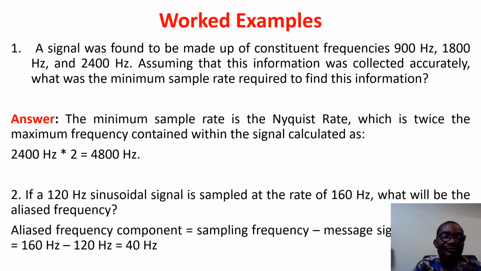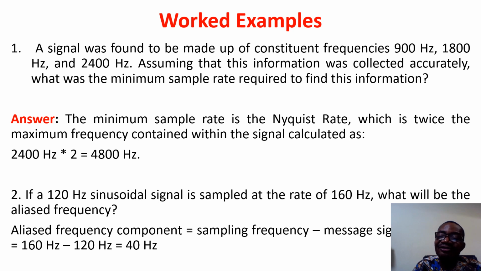Let's look at some worked examples. The first example: a signal was found to be made of constituent frequencies 900 Hz, 1800 Hz, and 2400 Hz. Assuming that this information was collected accurately, what was the minimum sample rate required to find this information? So let's solve it. The minimum sample rate is the Nyquist rate, which is twice the maximum frequency contained within the signal. And based on what we have been given, we have 3 frequencies: 900 Hz, 1800 Hz, and 2400 Hz.